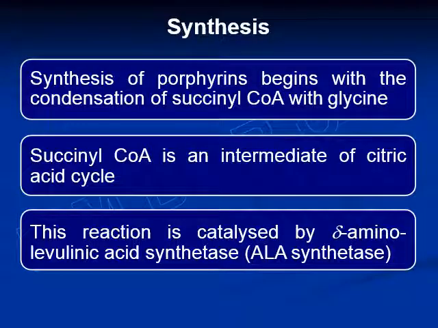Now, synthesis of porphyrins begins with two things, glycine and succinyl coenzyme A. When succinyl CoA gets condensed with glycine, they will synthesize porphyrin. For this, we know that succinyl CoA is an intermediate of the TCA cycle, or citric acid cycle. This condensation reaction is done by the enzyme called ALA synthase, for delta-aminolevulinic acid.